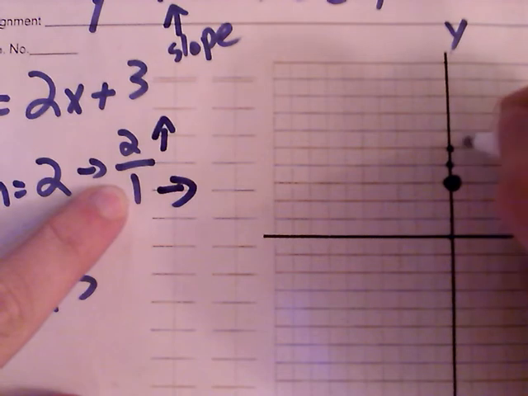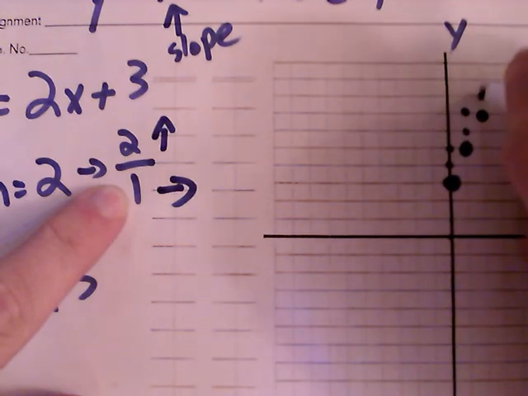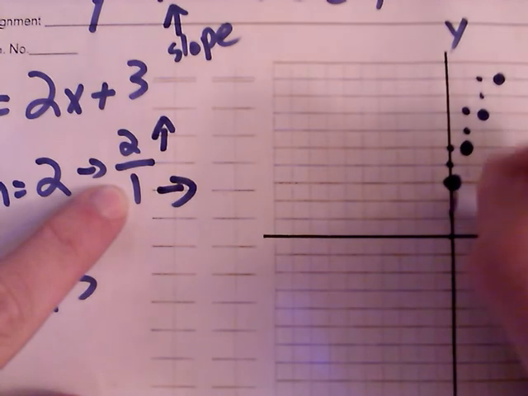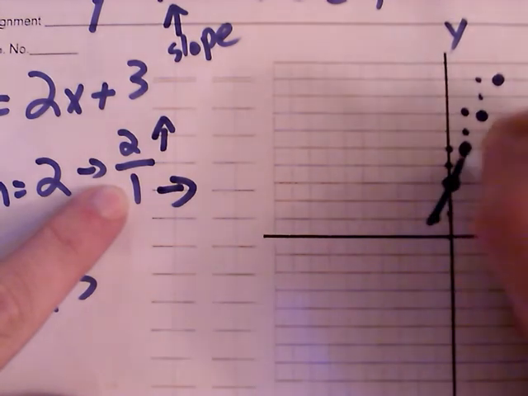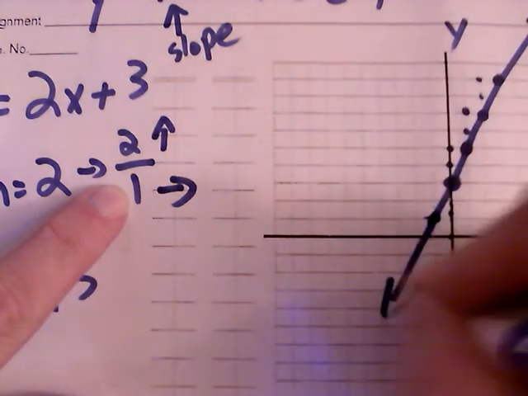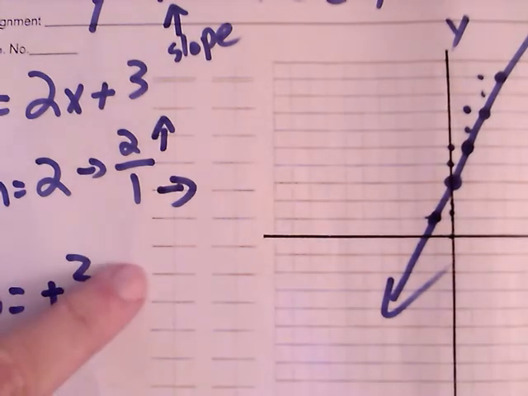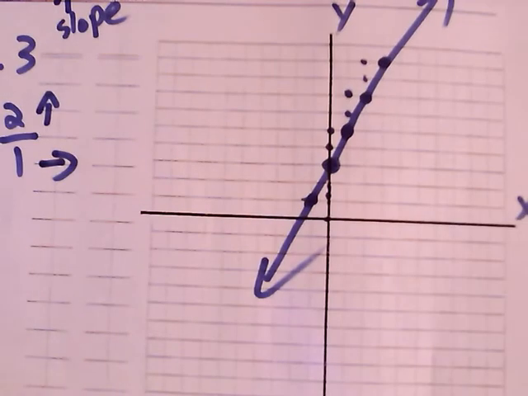So 1, 2, 1. You can keep going, you can either go the other way, down 2 and left 1. You can see there is my line. That is my correct answer, right there.